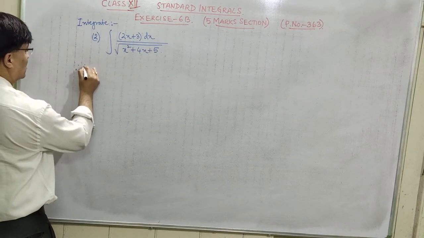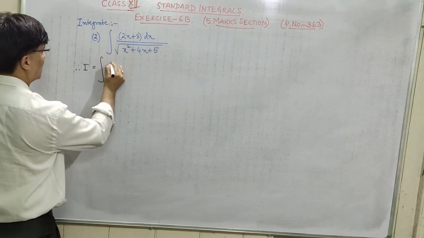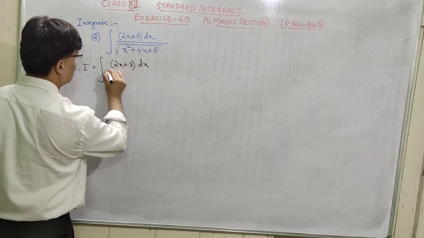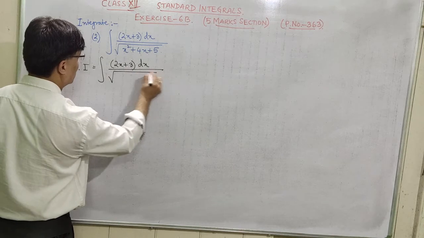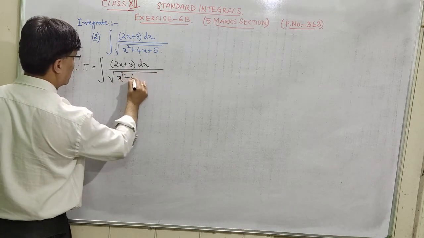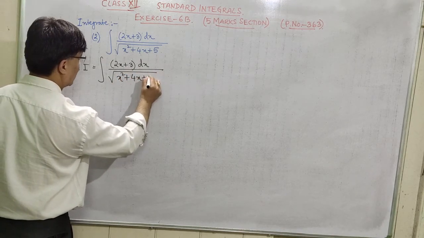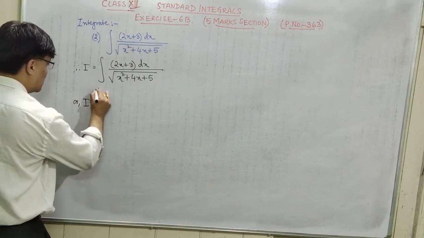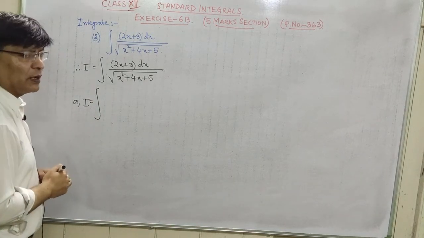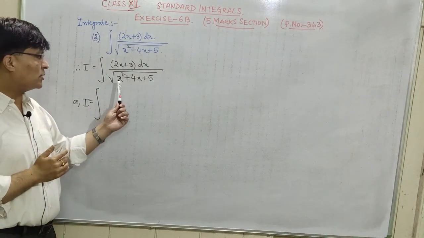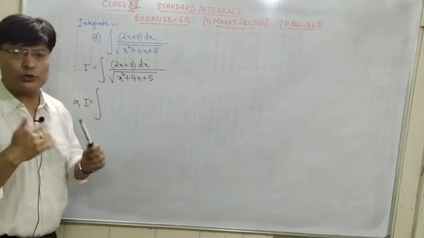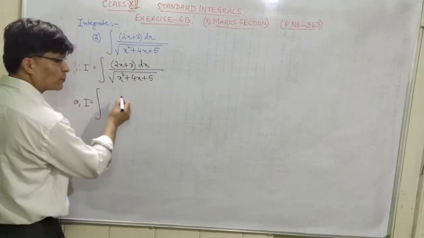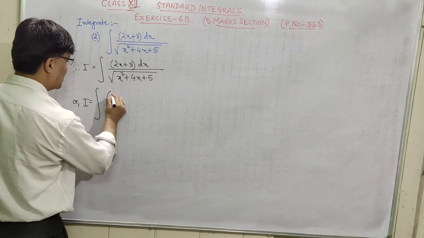So therefore let us write first I is equal to integration of 2x plus 3 dx divided by root over x square plus 4x plus 5. Okay, so I is equal to integration of, now within the square root there is x square plus 4x plus 5. So what is this differentiation? Let us write down the differentiation of x square plus 4x plus 5 in the numerator. So what do we get?